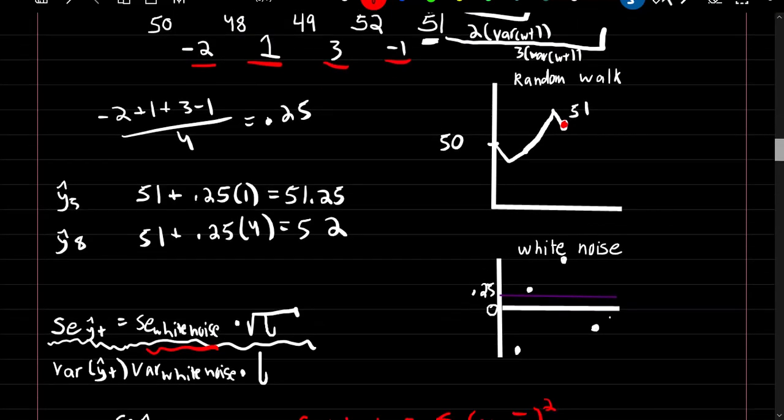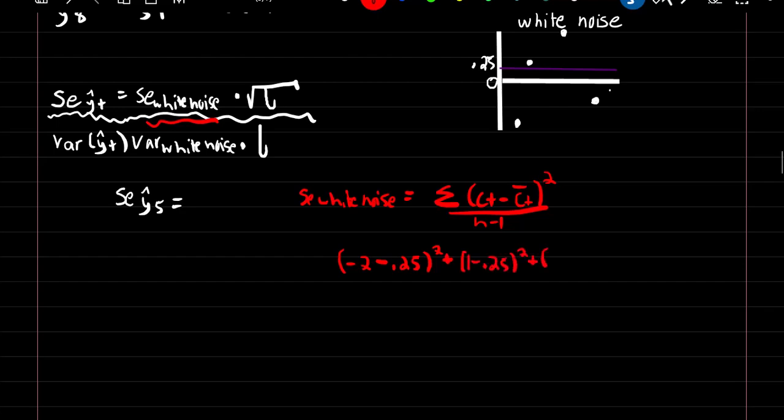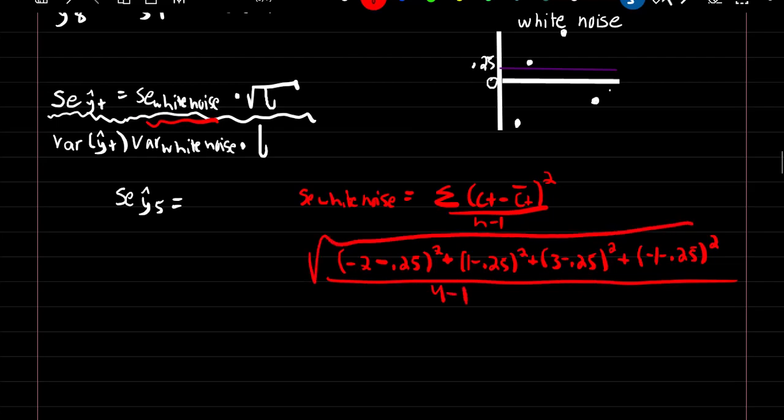So we're going to have values of -2, 1, 3, and -1. So -2 minus the mean, which we found to be 0.25, squared, plus 1 minus 0.25 squared, plus 3 minus 0.25 squared, and then finally -1 minus 0.25 squared. And then divided by n minus 1, which is going to be 4 minus 1, we take the square root of it, and we're getting a value of 2.217.